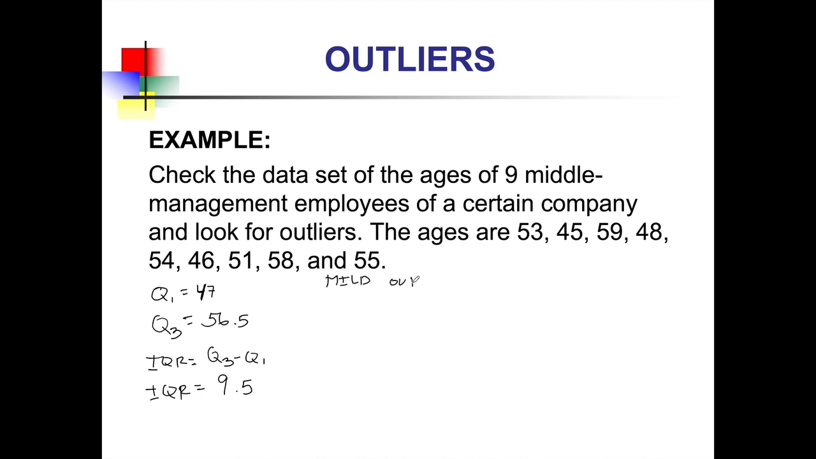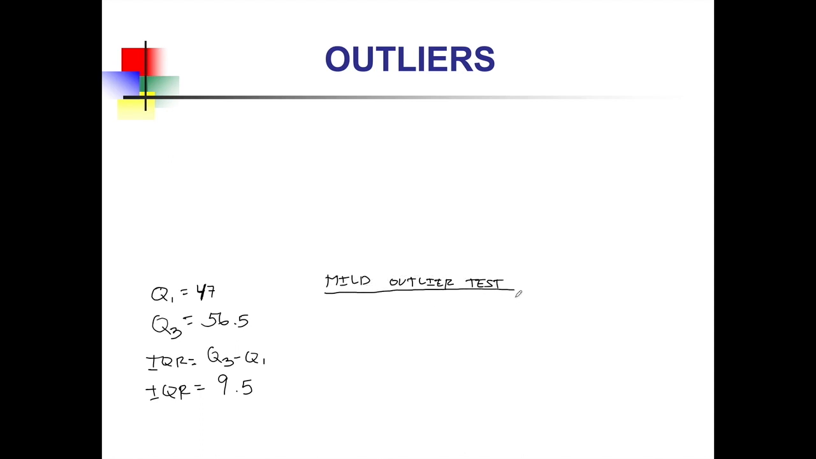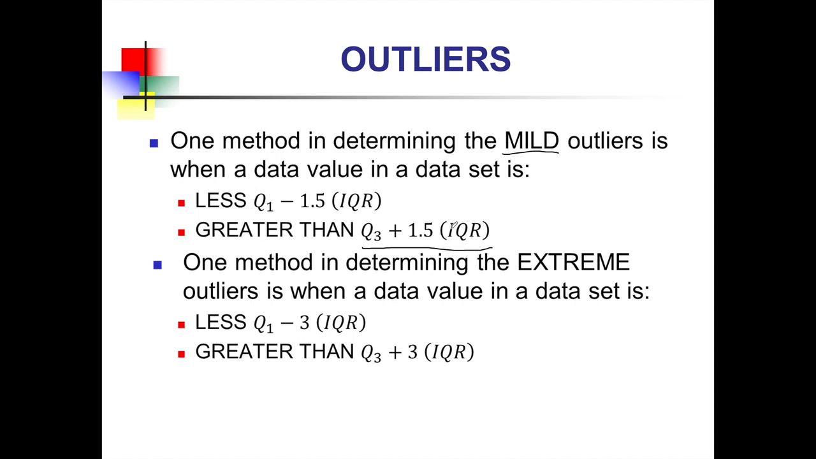Mild outlier test. Okay? Alright, let's have our formula. Again, less than or greater than Q1 minus 1.5 times IQR and Q3 plus 1.5 times IQR.